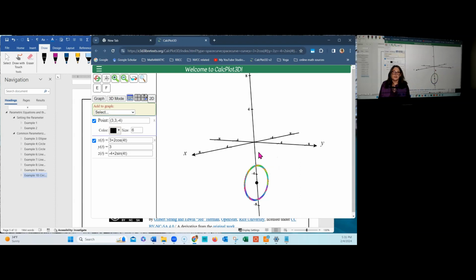I hope this helps you to learn how to parameterize different curves and shapes in 3 dimensions, and that you'll join me for the next video where we're going to be talking about vector valued functions, which we actually used in this video but didn't formally define them. I hope to see you for the next video.